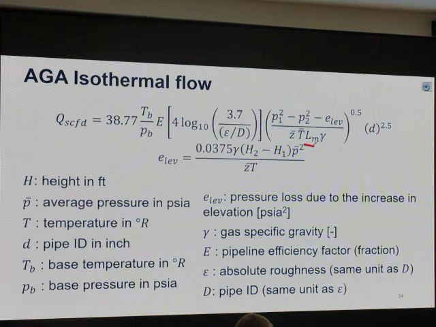Do we need the Reynolds number anymore in this equation? With this simplification, is it a lot better? Yes, we don't need velocity. The friction factor disappears. It becomes 4 log 10 of 3.7 over epsilon over D. That capital D has to be in the same unit as epsilon. If epsilon is in meters, D has to be in meters.